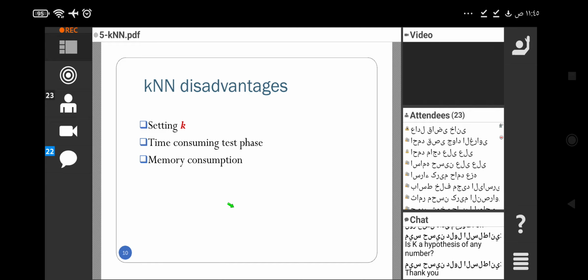Okay, so kNN is a very simple classifier that doesn't have a learning phase, and it is doing the classification based on the neighbors. If you have any question about the kNN, please ask.